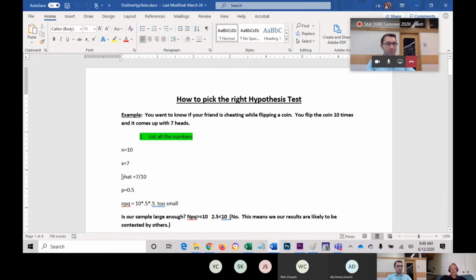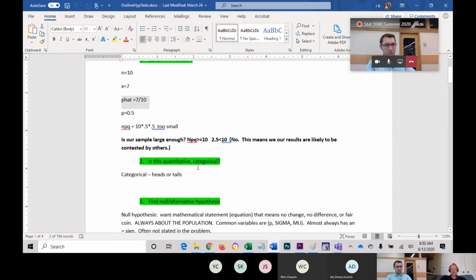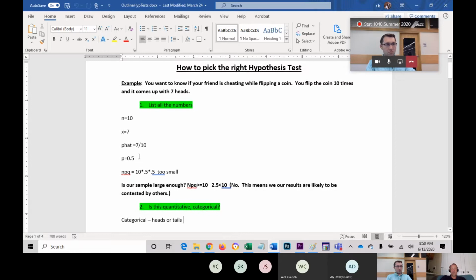Now, if we know our p-hat, this is where, maybe I should ask this question first. I probably should have swapped these two. Every semester I do these, I'm like, I don't know. So maybe we should ask ourselves first, is this data quantitative or categorical? It's categorical because we're talking about heads or tails. Hopefully that will help us pick these. So since it's categorical, I'm going to use p equals 0.5 because I always assume the coin is a fair coin until there's evidence that proves otherwise.